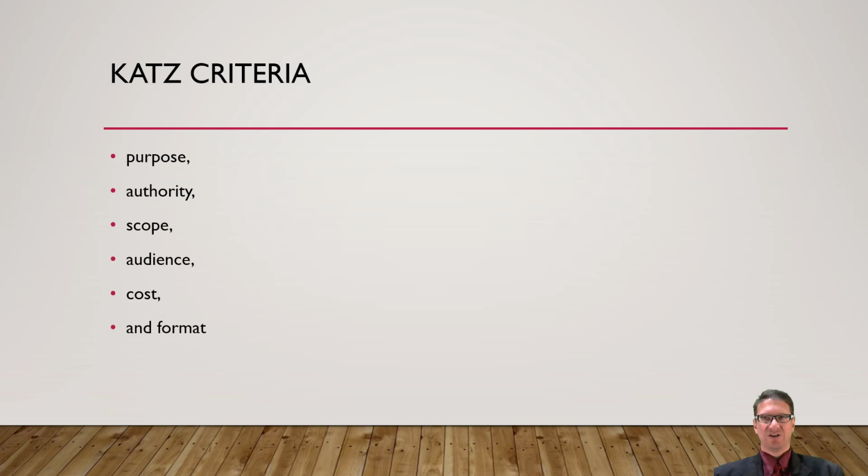There's the so-called KATZ criteria for references. What was their purpose? Who wrote them? What was their level of authority? What's the scope? Who was the audience? How much do they cost? And what format are they in? So they're fundamentals for referencing.